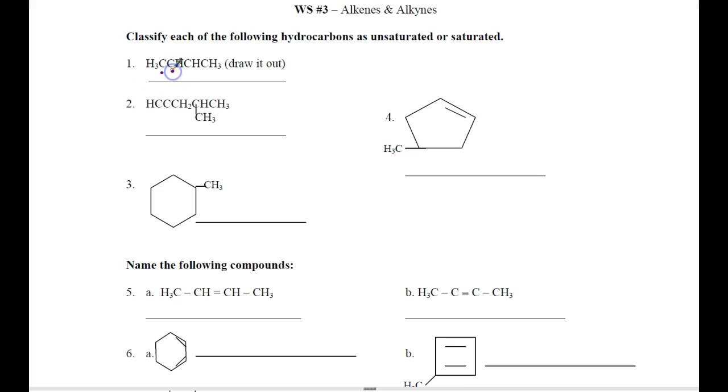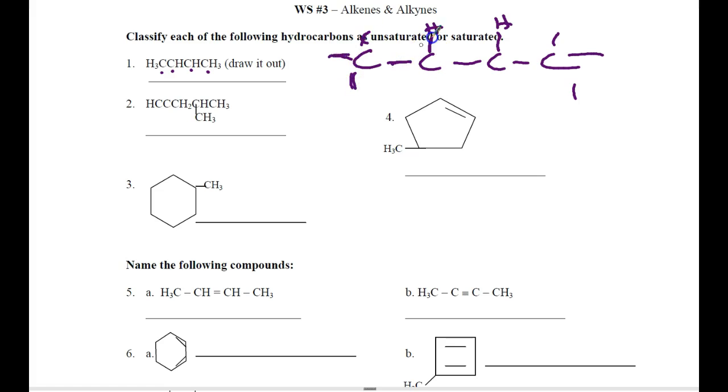So I see 1, 2, 3, 4 H's. 1, 2, 3, 4. They at least have single bonds. That last one has 3 H's on the end. That next one has 1 H. That next one has 1 H. And that last one has 3 H's. They all must have 4 bonds. So this one has 4, 1, 2, 3, 4.